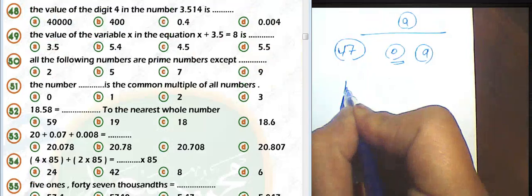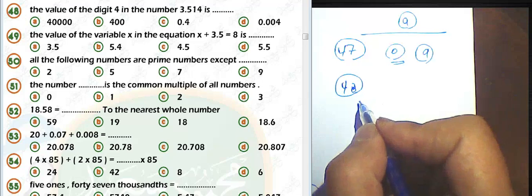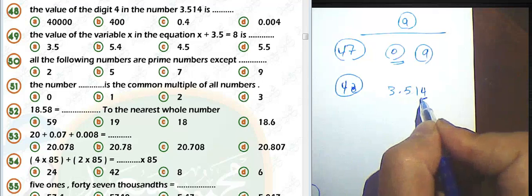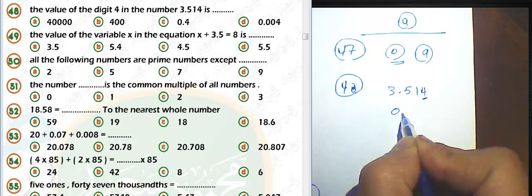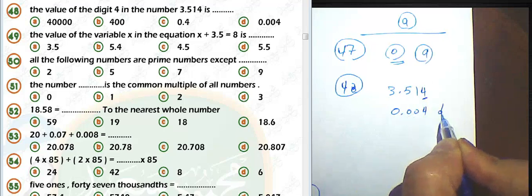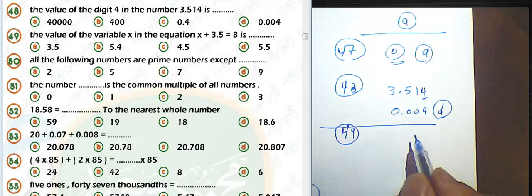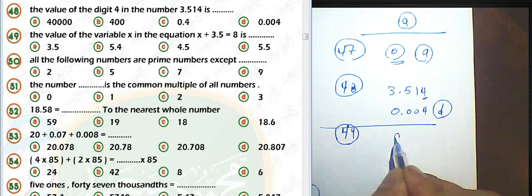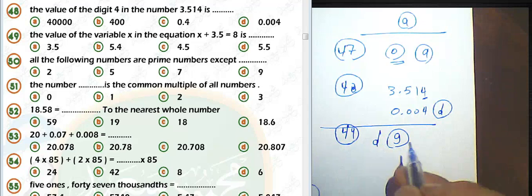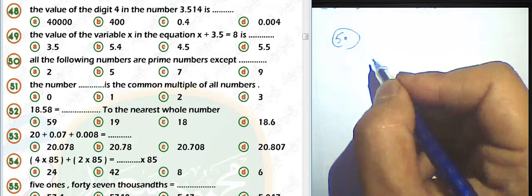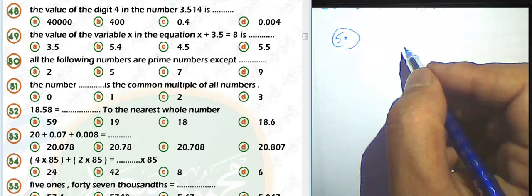Question 48, the value of the digit 4 in the number 3.514. He asked about the value of 4 here, it equals 4 thousandths. Choose letter D about question 48. Question 49, all the following numbers are prime numbers except 9, because 9 can be divided by itself, 1 and 3, so 9 has 3 factors. Question 50, all the following numbers are prime except 9.